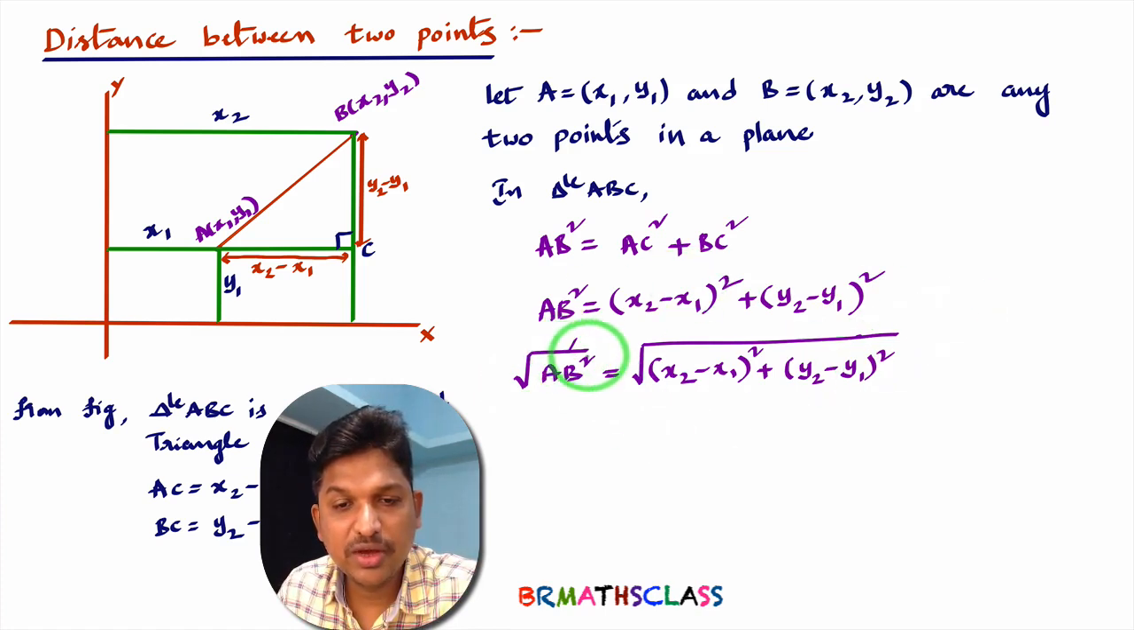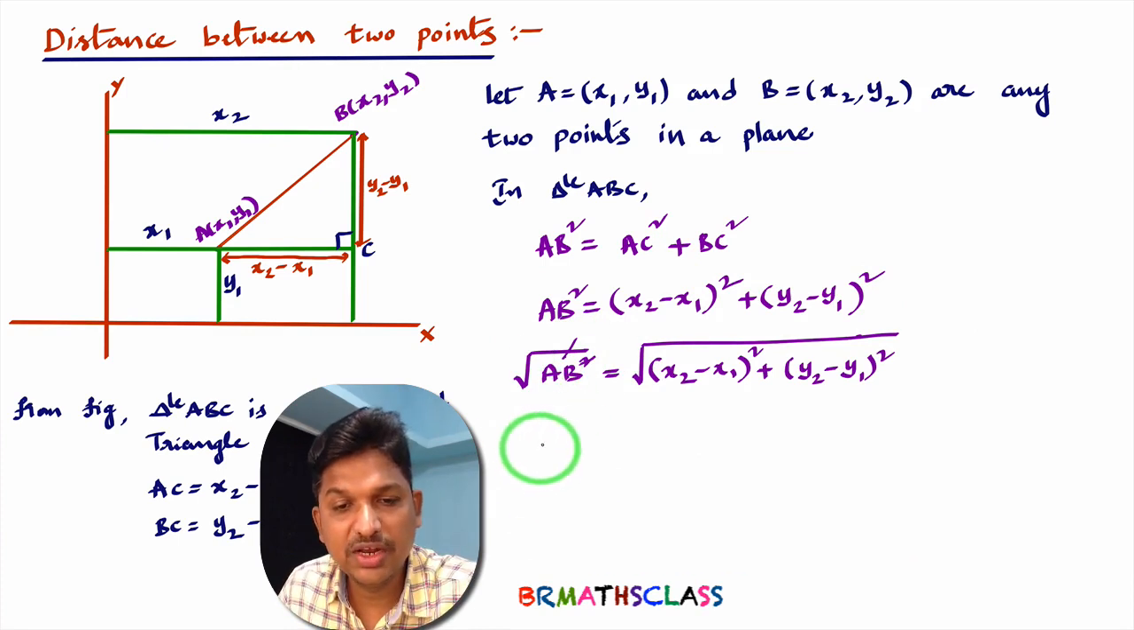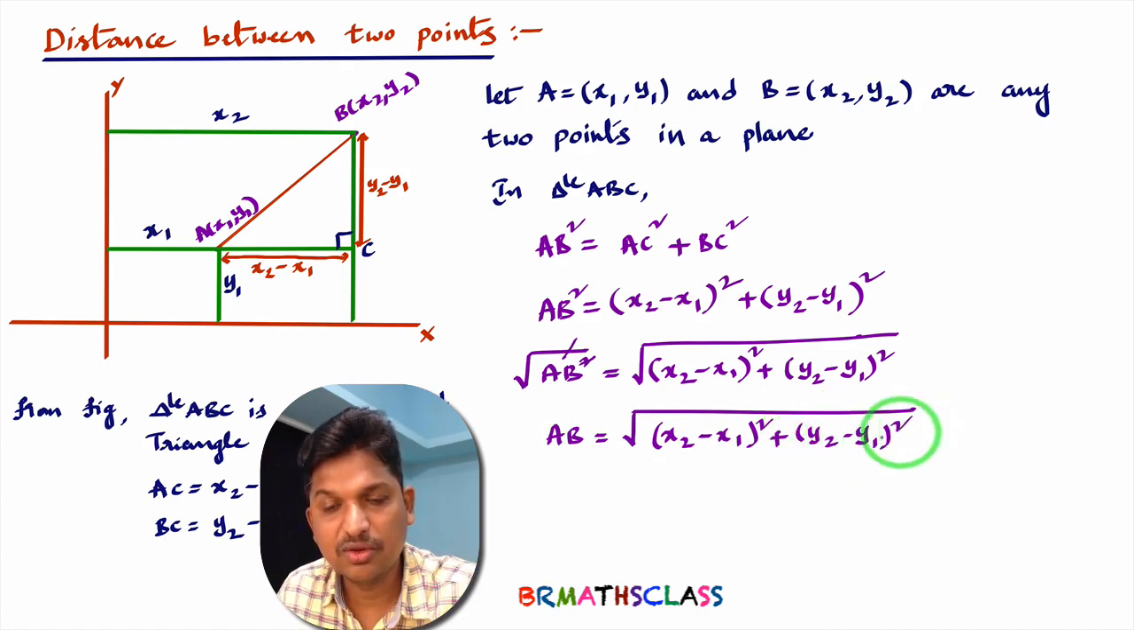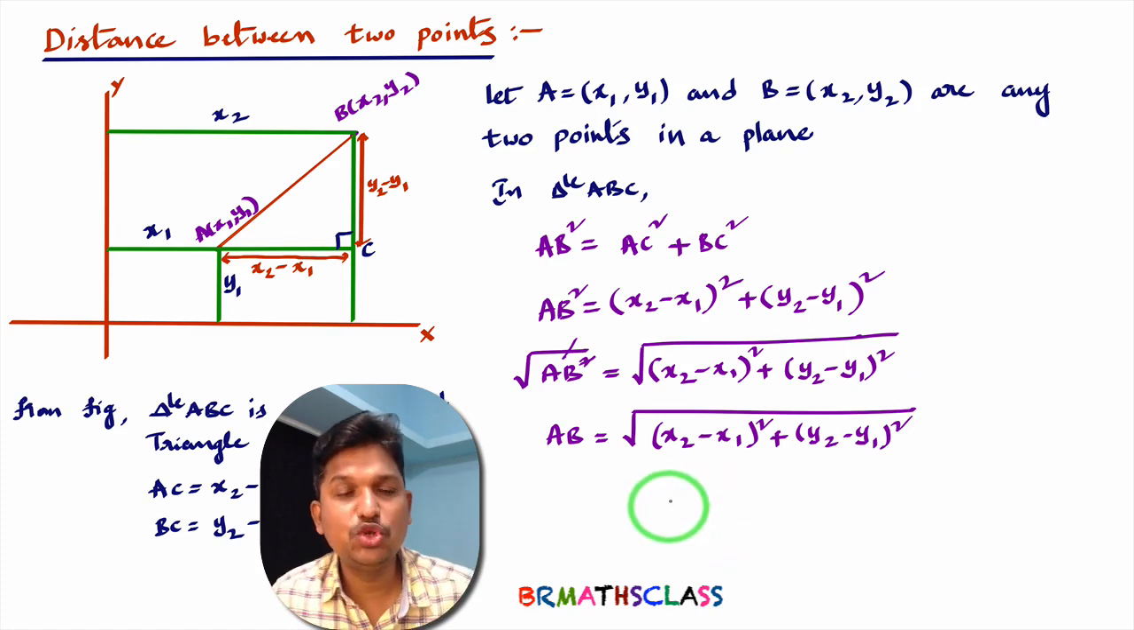You look here, this square root, this 2. We know that square root is nothing but whole power 1 by 2. So what you will get here? You will get AB. What is AB? AB is root over (x2 minus x1) whole square plus (y2 minus y1) whole square. So this is the formula to find distance between 2 points.